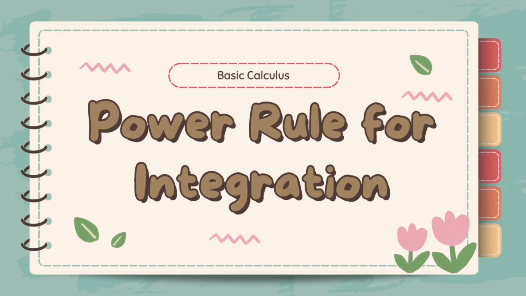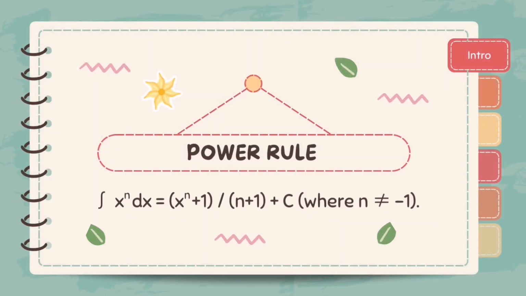Good day, everyone! For this video, we will talk about one of the basic integration rules, which is the power rule for integration. The power rule of integration is used to integrate functions with exponents. In terms of a variable, let's say x, then it is used to find the integral of powers of x. The power rule says that the integral of x raised to n dx is equal to x raised to n plus 1 over n plus 1 plus c, where n is not equal to negative 1.